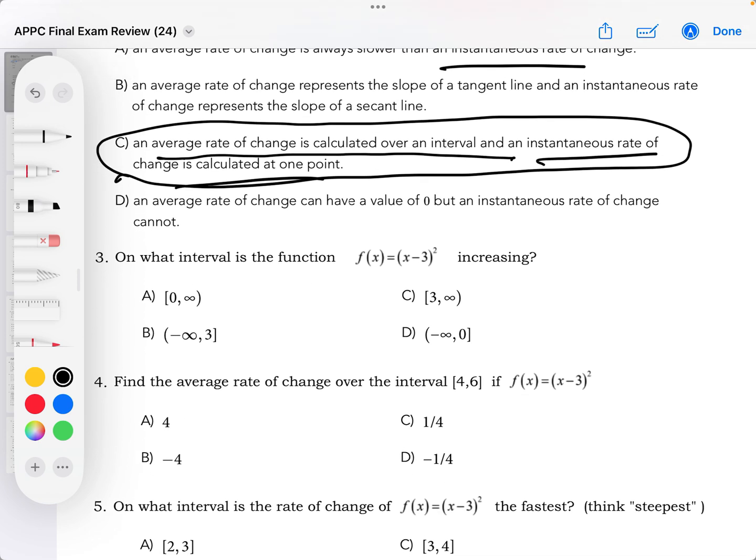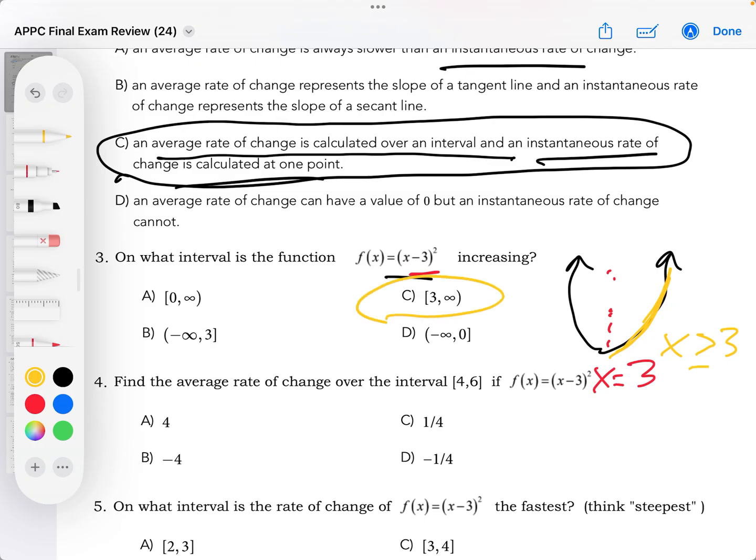On which interval is my function increasing? Well, this is a quadratic, so it's going to look like a parabola, and it's been shifted 3 spaces to the right. So my axis of symmetry here is at x equals 3. Therefore, if I look at this, the entire right side of this function is going up. Everything that is x greater than or equal to 3.